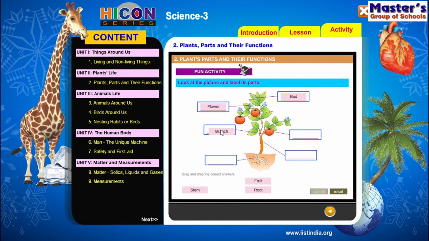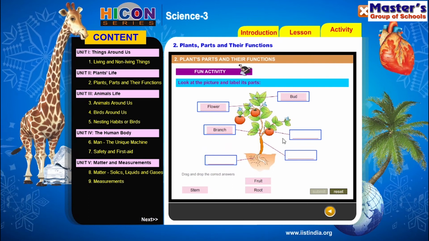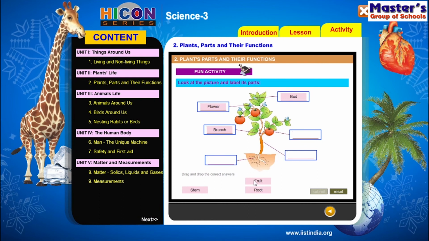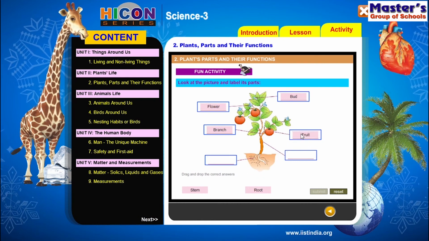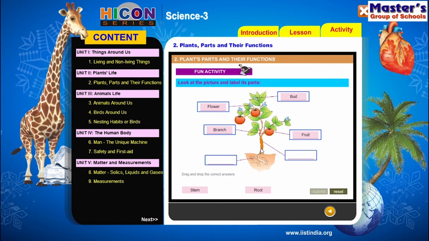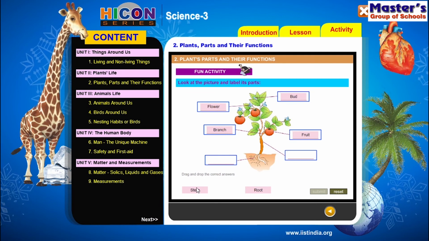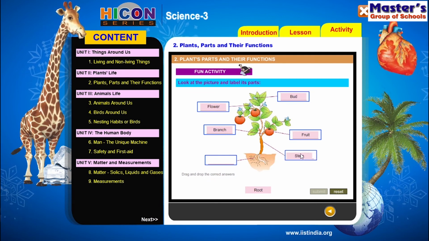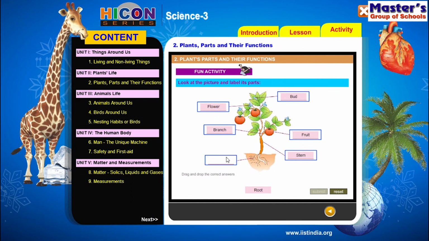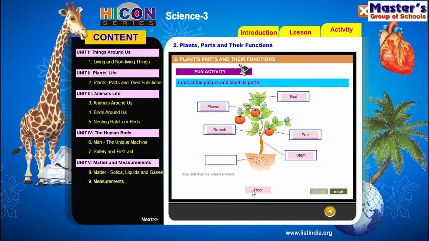So children, see the next one. So some fruits are there. So that is a fruit. So write fruit in the box. And see the next one. This thin and thick part is called stem. So write stem in the box. And children, see the part which is grown in the soil. So that is root. So write root here.